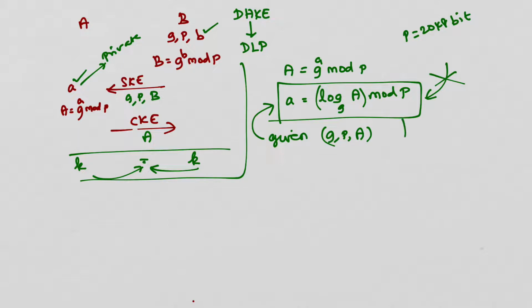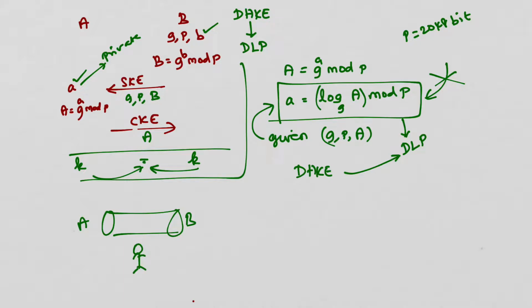This problem is called the discrete logarithm problem in mathematics. So the very foundation of Diffie-Hellman key exchange is the unsolvability of the discrete logarithm problem in real life. Let's say you have a channel where Alice and Bob are communicating. If a hacker is sitting in between, what can the hacker see? From the server key exchange message, the hacker can see G, P and B. From the client key exchange message, the hacker can see A. So the hacker knows all these four parameters.